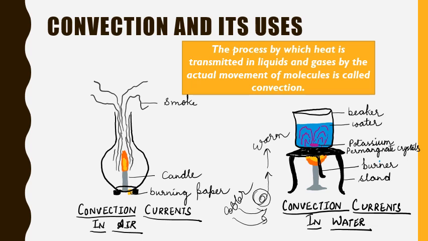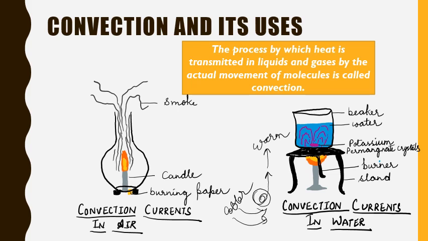What will you observe? You will see the movement of the colored water in the beaker. As you can see, the purple colored water is moving, and you can easily observe the convection currents in water. Why is this movement there? It is getting heated up, it is going up, and its place is being covered by the cooler liquid, and then again that cooler liquid becomes hot and it goes up. So it goes on, and in this way you can see the convection currents in water.